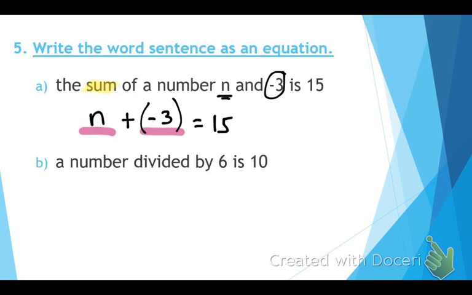Okay? Next up, a number divided by 6. Because this just says a number, you can use any variable that you want. I'm just going to use r. Whenever we do divided by, class, how do I want to see divided by? Fraction bar. So r divided by 6 equals 10.